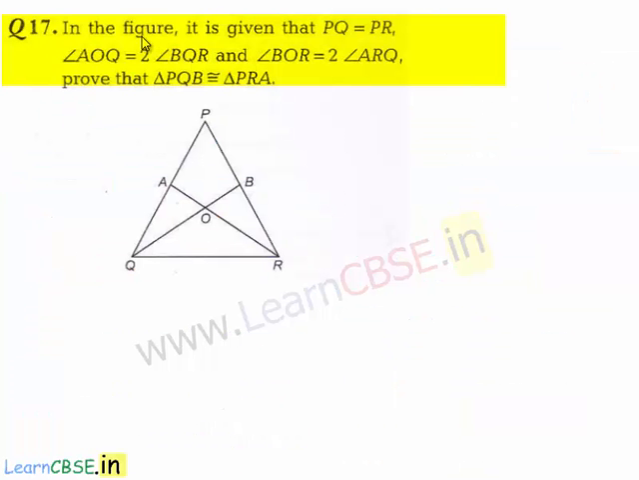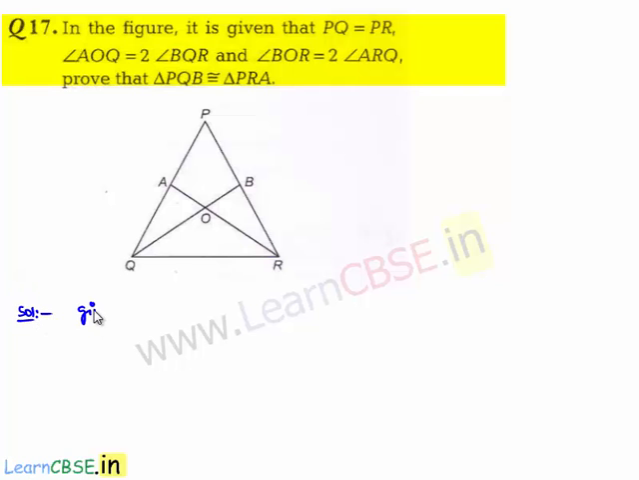Moving on to 17th question. In figure, it is given that PQ is equal to PR, angle AOQ is equal to 2 times angle BQR, and angle BOR is equal to 2 times angle ARQ. Prove that triangle PQB is congruent to triangle PRA. Now moving on to solution.